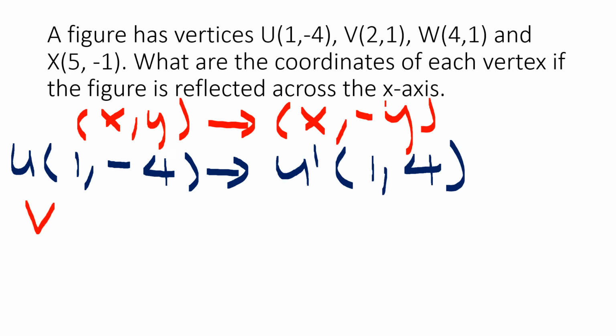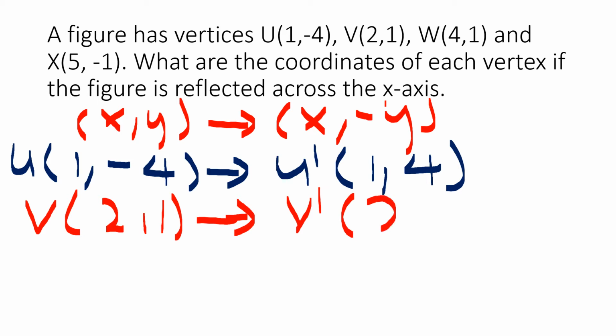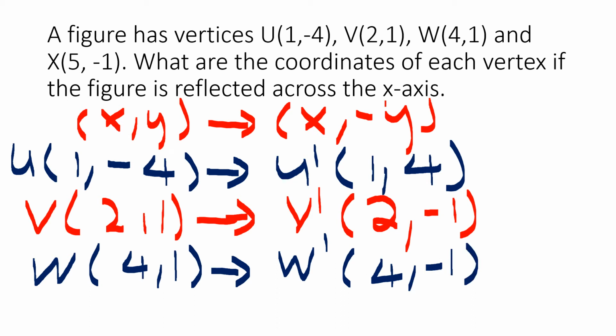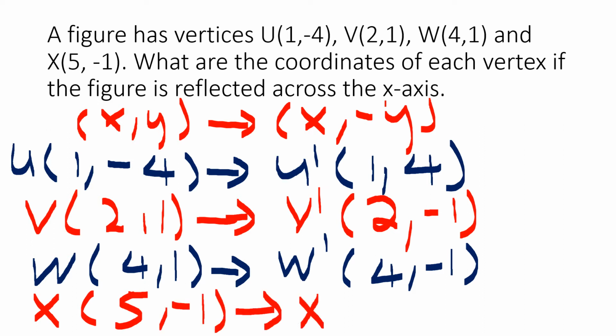Then we have V (2, 1), V prime is (2, -1). We have W (4, 1), W prime will be (4, -1). We have X (5, -1), X prime will be (5, 1). The sign of y changes.